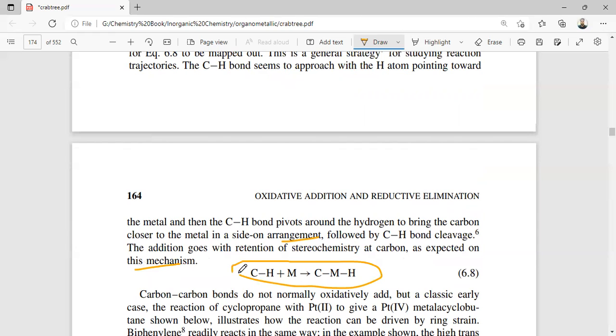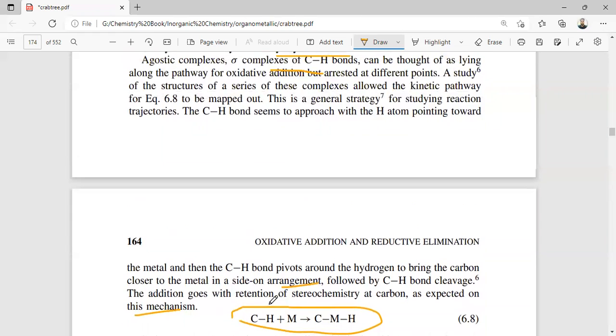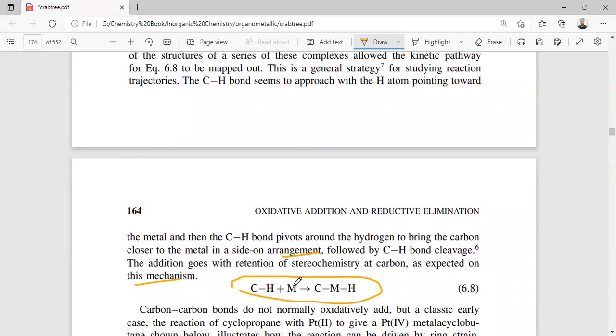So here, the C-H bond is oxidatively added to the metal center. First, the hydrogen comes closer to the metal. Then there is a metal-hydrogen bond interaction. Then it favors the carbon atom coming closer to the metal center, with retention of the stereochemistry.